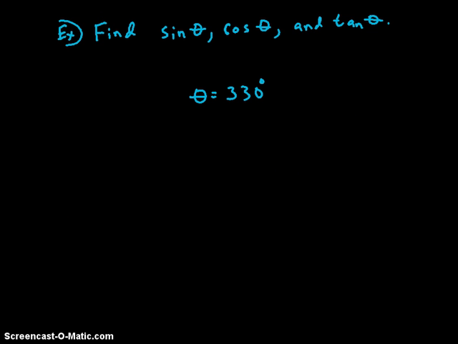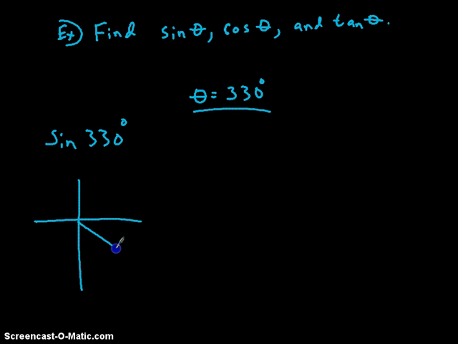Suppose the directions were to find sine of theta, cosine of theta, and tangent of theta, and theta was, let's say, 330 degrees. To start off finding sine 330, you first graph the angle, 330 degrees. That's going to be in quadrant 4. So 330 degrees is down here. You can draw the whole thing around that way, but you don't have to. Just know that's quadrant 4 and that's what it is.